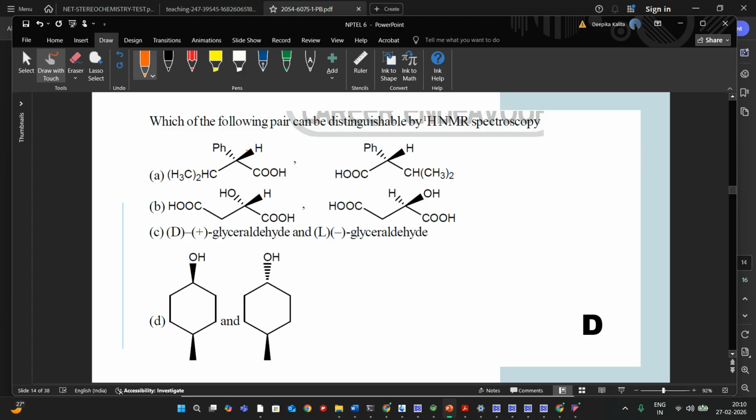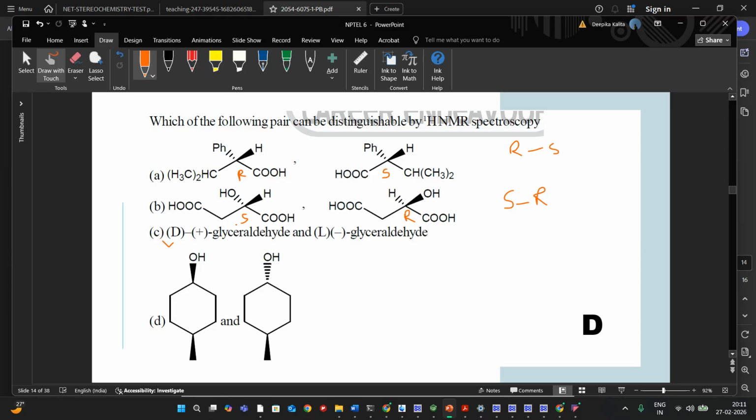If we figure out for the first one, this compound is having an absolute configuration R, and this one is having an absolute configuration S. Similarly, for this one, if we check, it will be an S, and this one will be R. So first pair is R and S. The second pair is S and R.